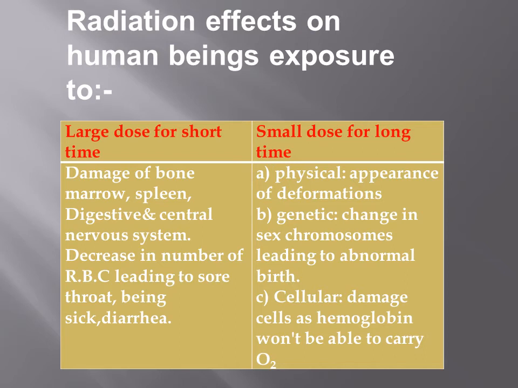Finally, the cellular effect is damaging the cell itself, like the red blood cell. When it is damaged, what happens? The red blood cell, guys, has hemoglobin. You know that the function of hemoglobin in the body is carrying oxygen all over your body in the blood circulation. So the hemoglobin will not be able to carry the oxygen, and of course suffocation and many things will happen.